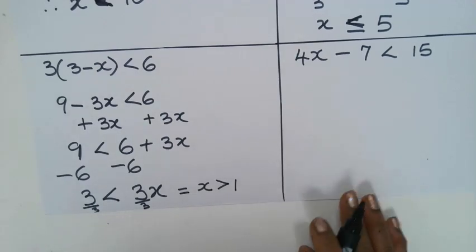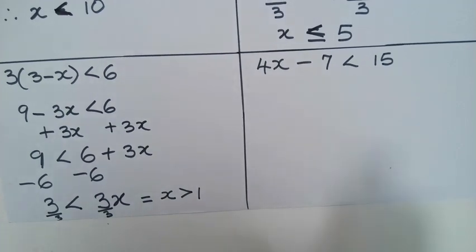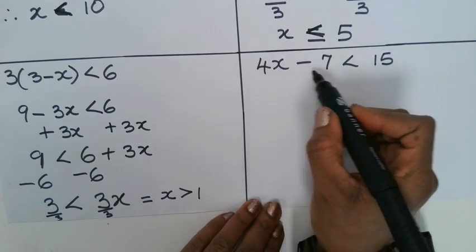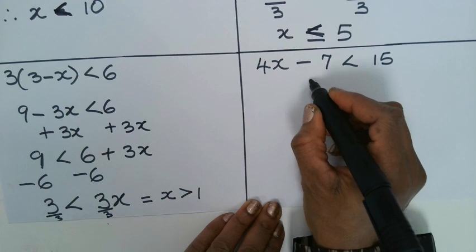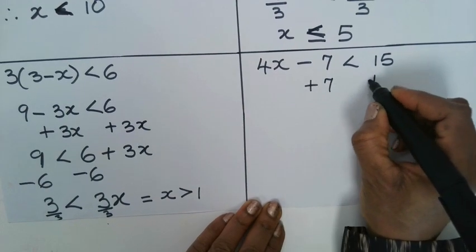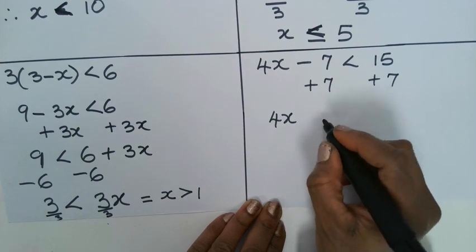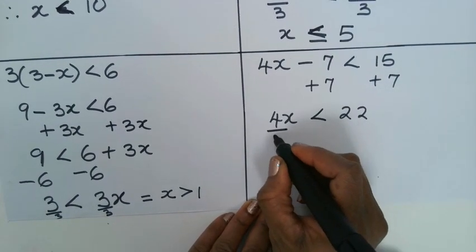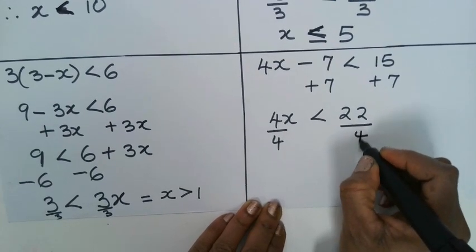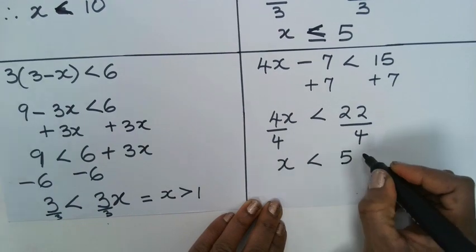Okay, let's look at the last question on this topic. 4x minus 7 is less than 15. We're going to add 7 to both sides, we're going to get 4x is less than 22. Divide by 4, divide by 4. Our x is less than 5.5.